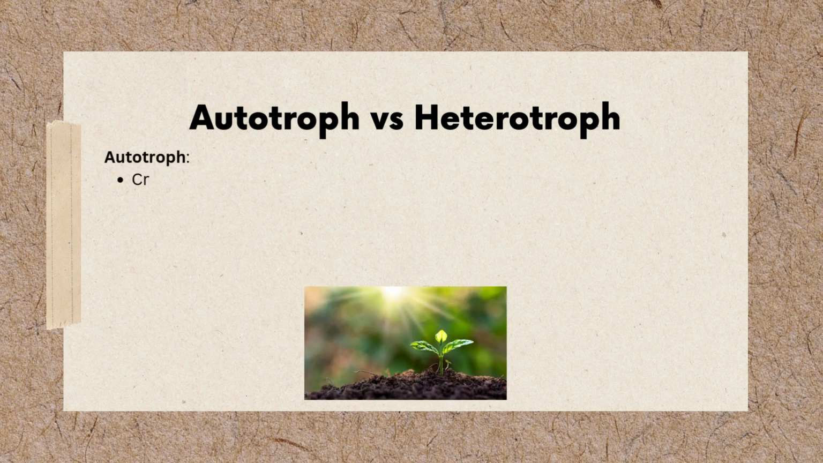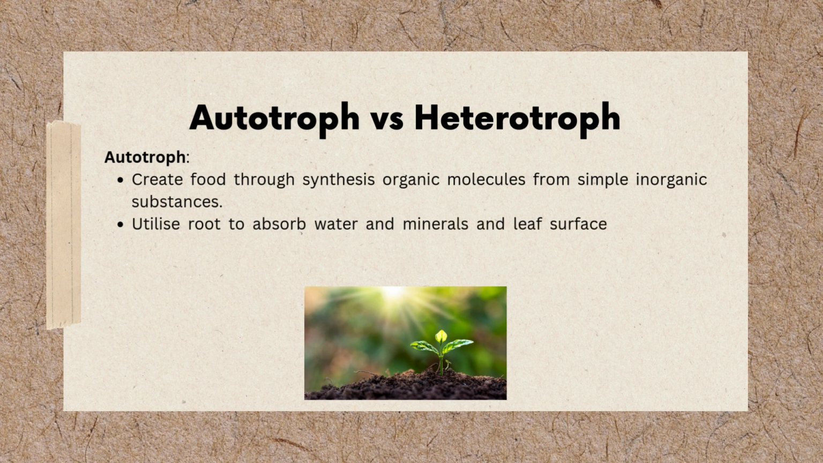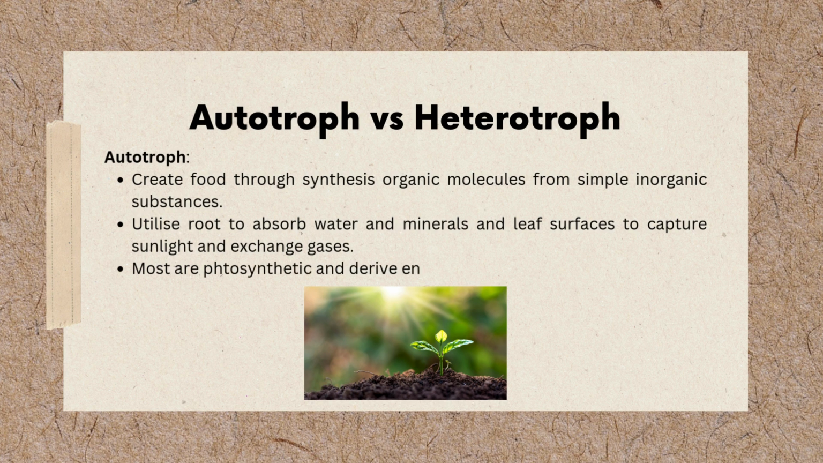Plants are autotrophs, meaning they create their own food. They synthesize organic molecules from simple inorganic substances obtained from their surroundings. Stationary, they utilize extensive root systems to absorb water and minerals from the soil and large leaf surfaces to capture sunlight and exchange gases. Autotrophs use environmental energy to produce glucose by combining carbon dioxide from the air with water. Most autotrophs, including plants and algae, are photosynthetic and derive energy from sunlight.